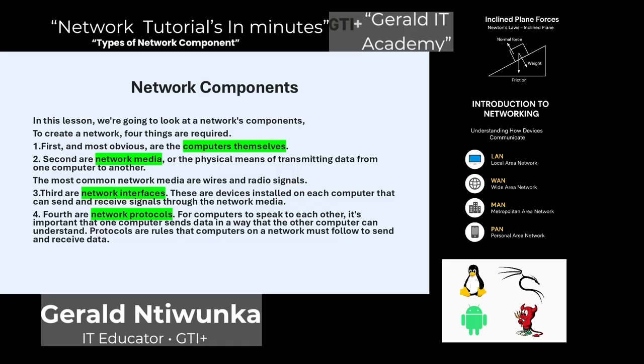For computers to speak to each other, it is important that one computer sends data in a way that the other computer can understand. That is, protocols are rules that computers on a network must follow to send and receive data.